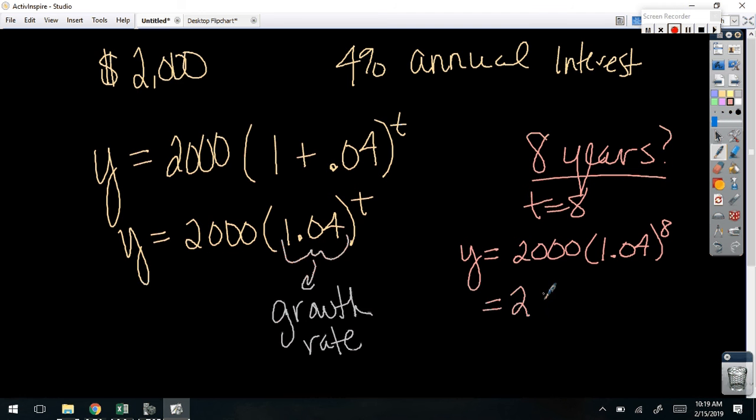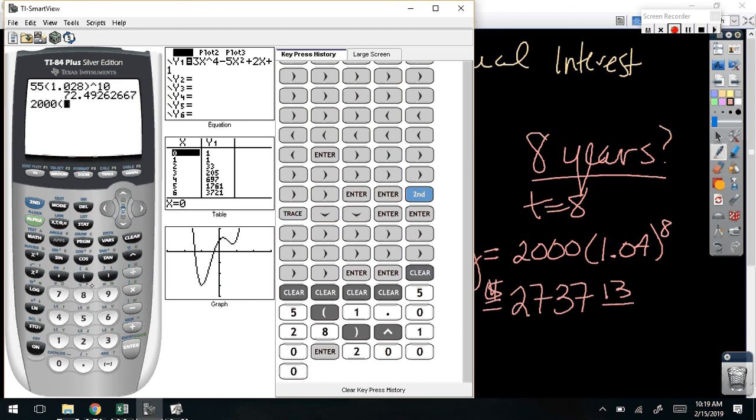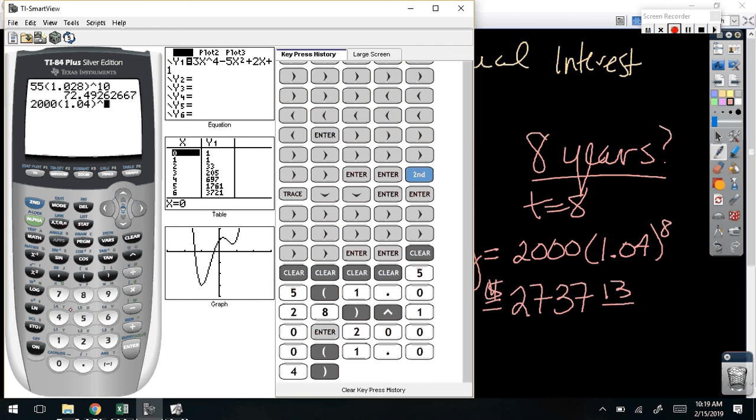2,737. Round it to the nearest cent because you're dealing with money. So over 8 years, you made $737.13. How did you get that? I put this in the calculator: 2,000 times 1.04 to the 8.